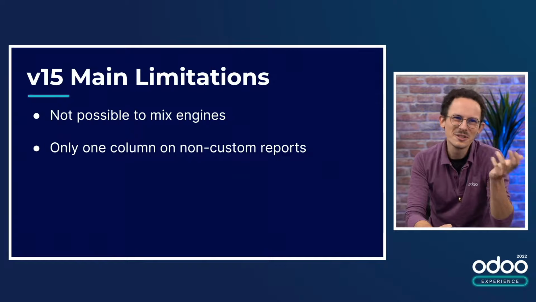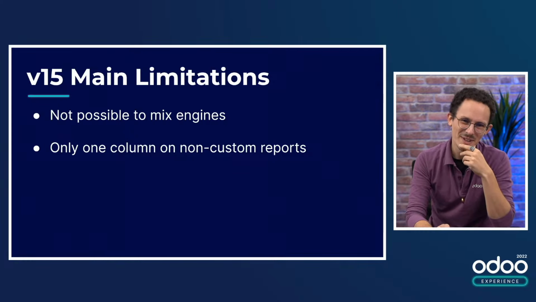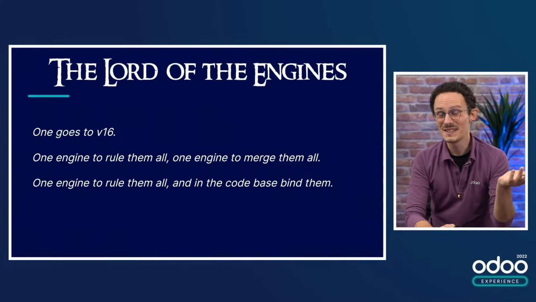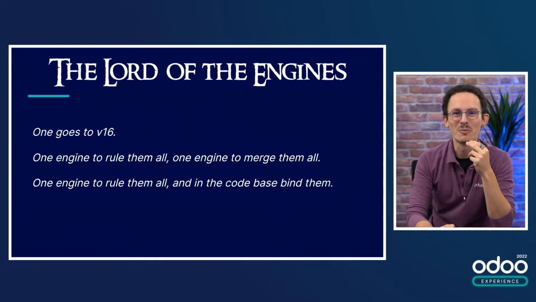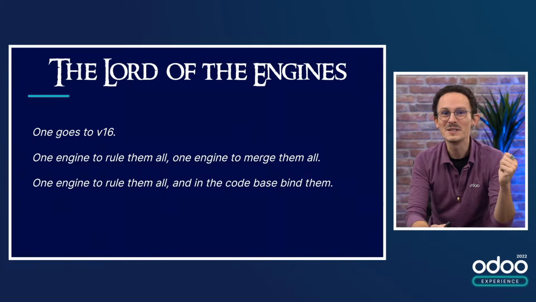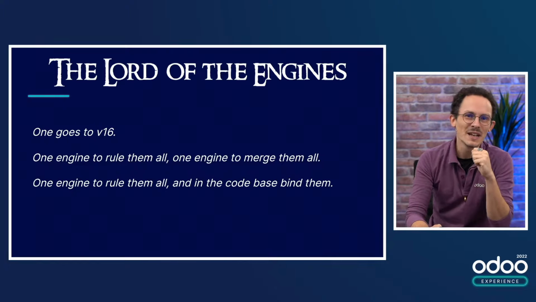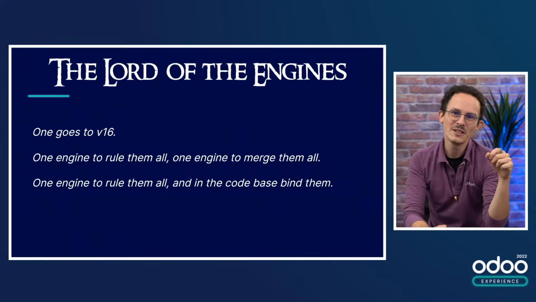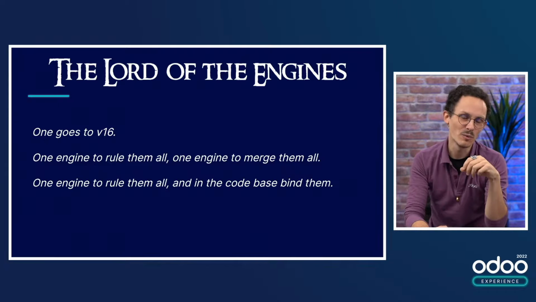And I have already written a small legend about it as well. One goes to v16: one engine to rule them all, one engine to merge them all, one engine to rule them all, and in the code base bind them. So essentially what we did is that we removed all those different engines and put one thing to replace them all.